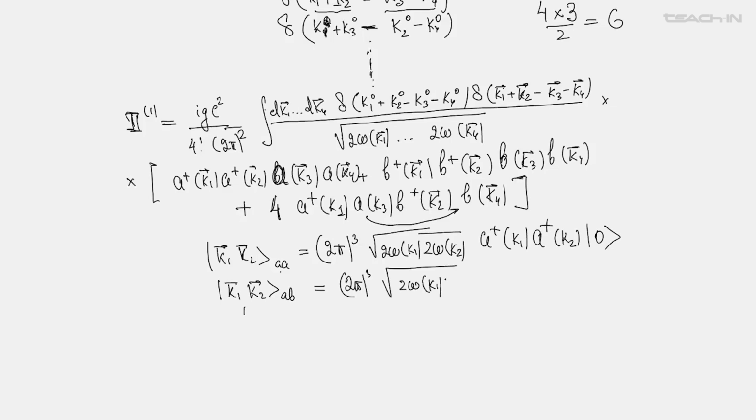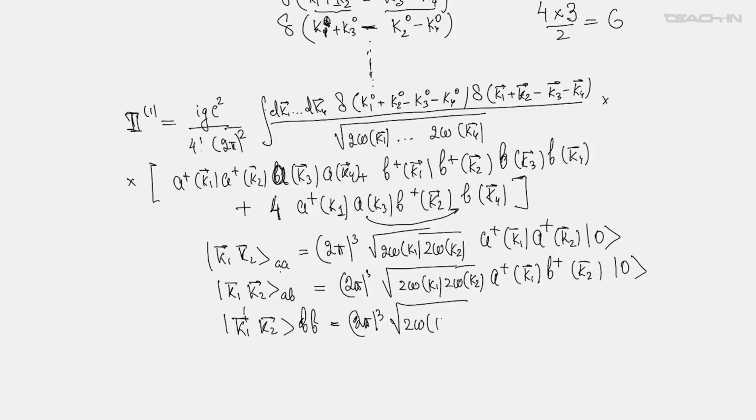A dagger on k1, B dagger on k2. And finally, there will be non-trivial matrix element for a state which contains only antiparticles. So BB state, let's call it BB state. 2 pi cube, exactly the same prefactor. And then twice B dagger. Now, this is the exact result for T1. For T1, this is the exact result.